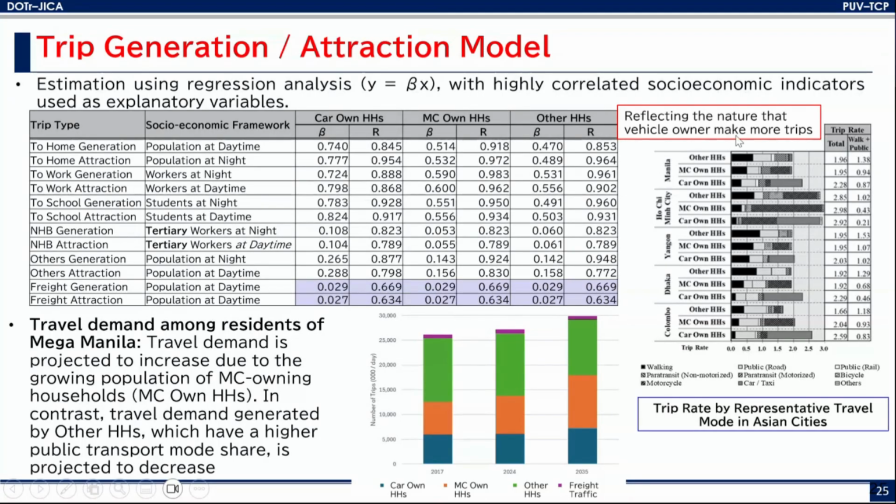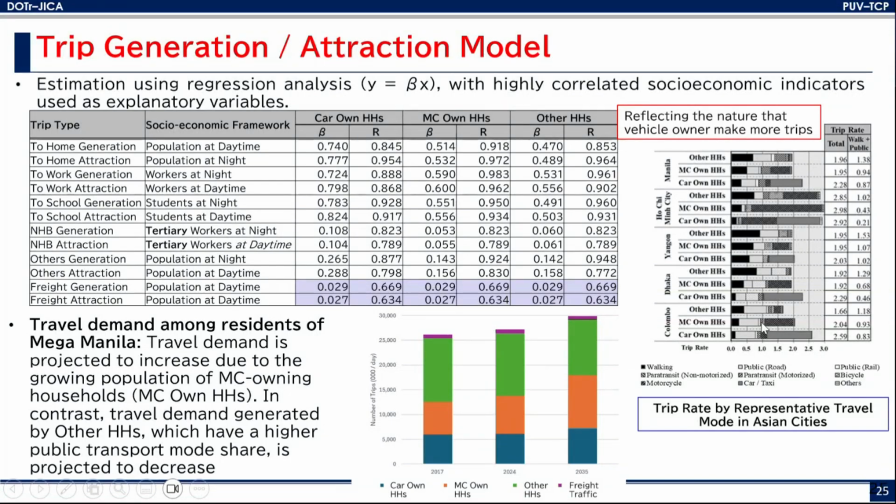And this table shows the trip ratio by the representative travel modes in Asian cities. Top one is Metro Manila. And Ho Chi Minh City, Yangon, Dhaka, and Colombo, and similar trends can be seen. However, the motorcycle owners make more trips than other households. Then this gap is relatively smaller compared with Dhaka and Colombo.